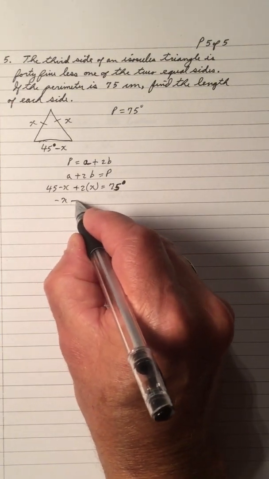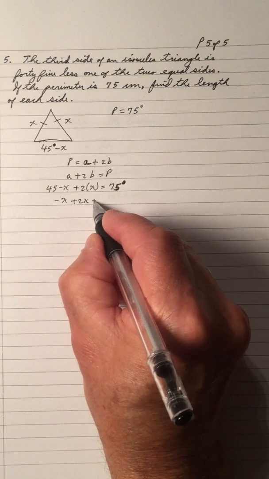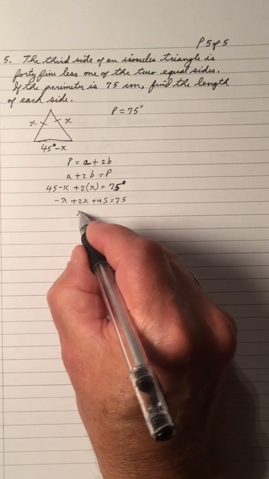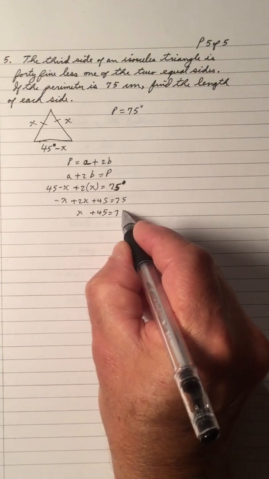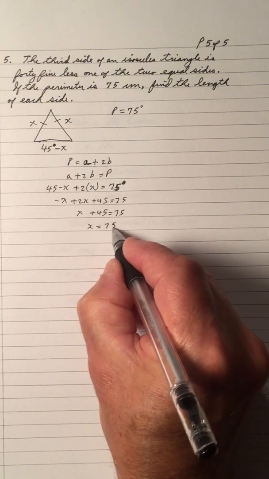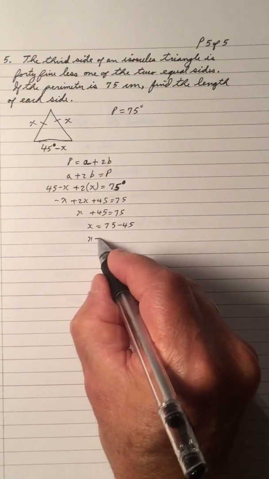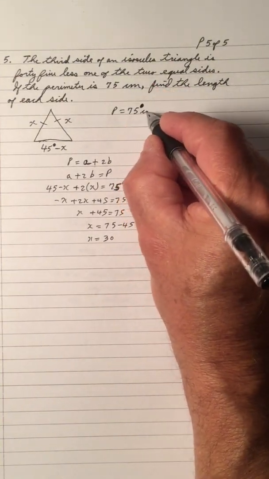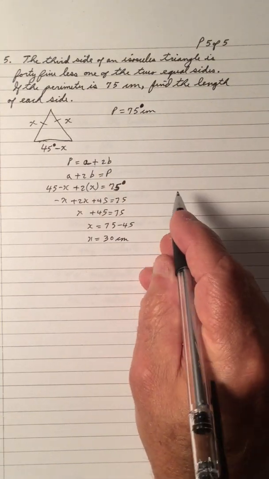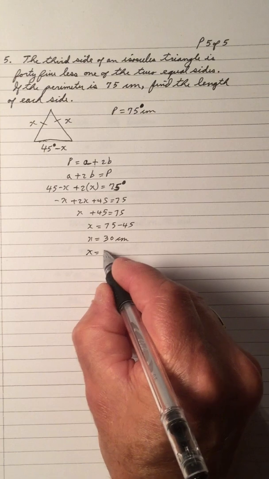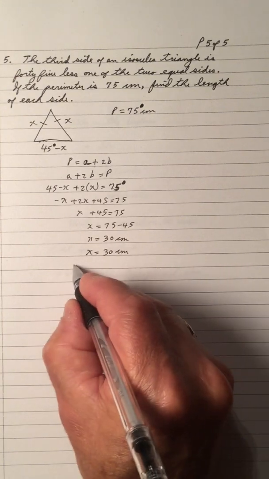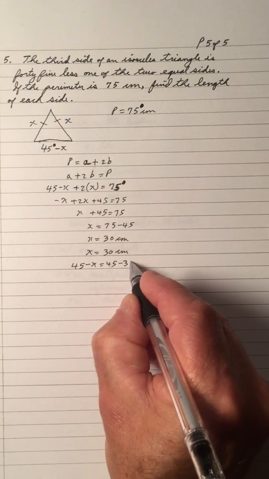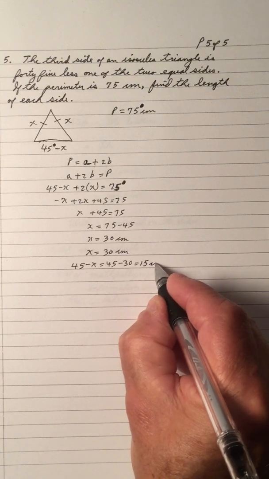We have a negative x plus 2x plus 45 equals 75. Negative 1 and 2 is x plus 45 equals 75. X equals 75 minus 45. So x is 30. And again, that's not a degree. This is centimeters. So that's 30 centimeters. So x is one of the two. So the other side is 30 centimeters. And the third side is 45 minus x, so it's 45 minus 30, which is 15, and it's the length, so it's centimeters.